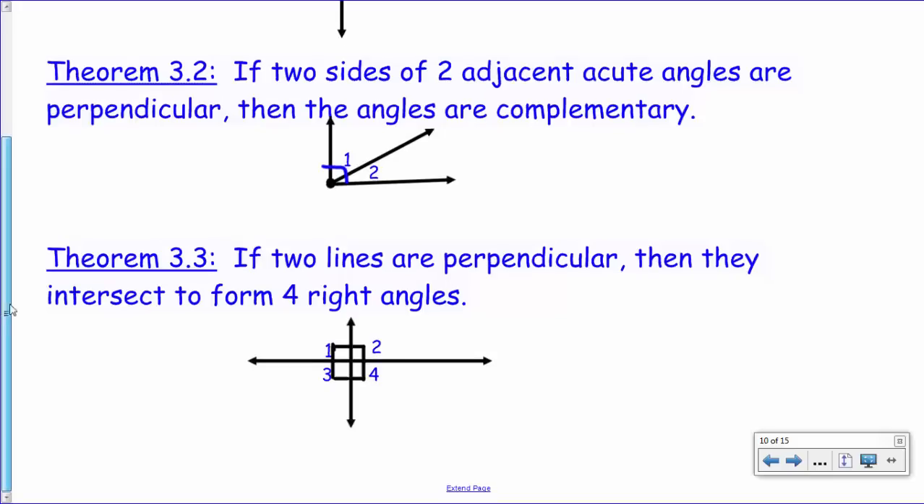Theorem 3.3, if two lines are perpendicular, then they form four right angles. Reminder, the definition tells us that there's one right angle. The theorem tells us that there are four right angles.